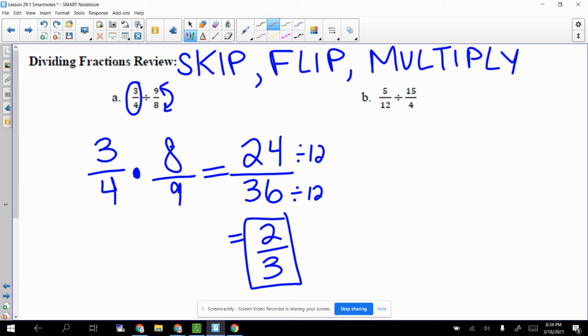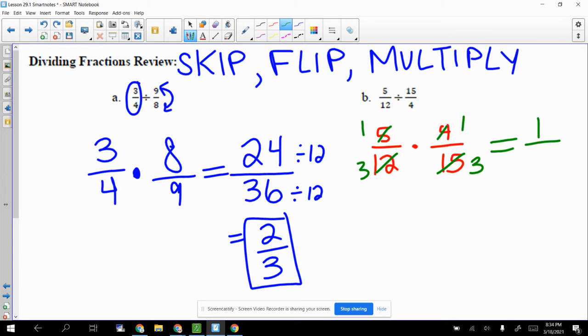And hopefully you pause the video here. So in this one, you should leave or skip the first fraction, flip the second fraction, and multiply. And here, you could have simplified beforehand if you wanted to. You could have done that in the last one as well, but like 5 and 15 could be 1 and 3. This could be 1 and 3.